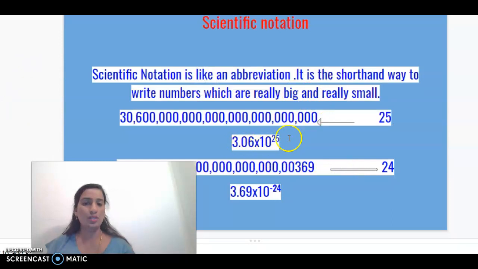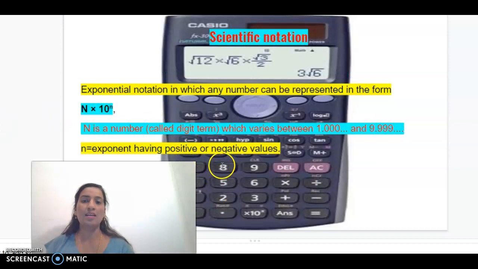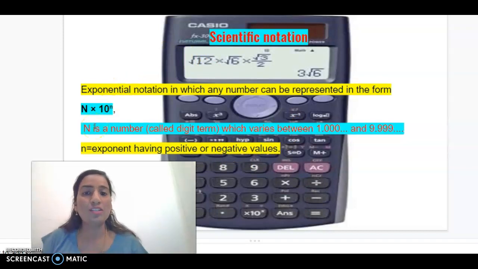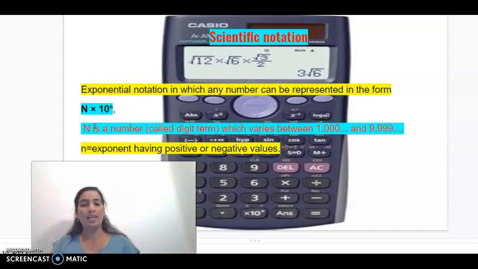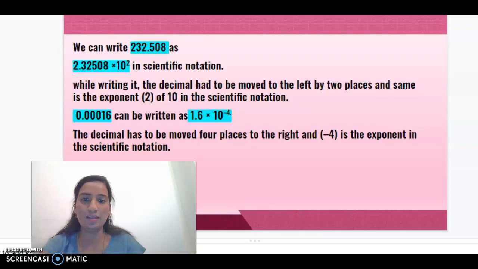We have seen this: N into 10 raised to n, N into 10 raised to minus n. So this is the capital N, the digit term, and this power of 10, the small n, is the exponential term. It may have positive or negative values. So scientific notation is an exponential notation in which any number can be expressed in the form N into 10 raised to n. Now next, one example for you.